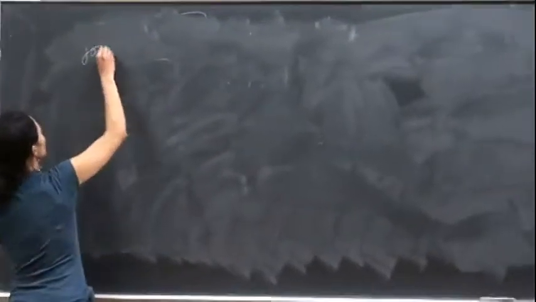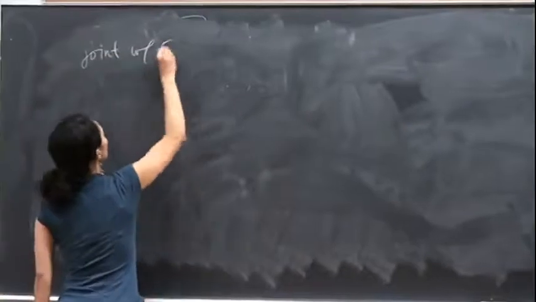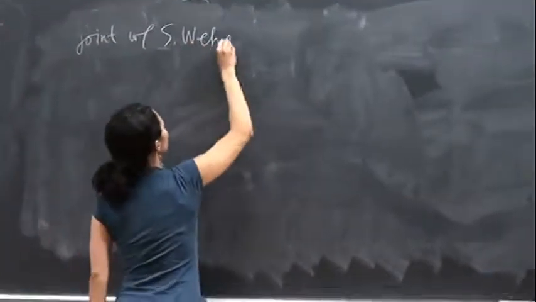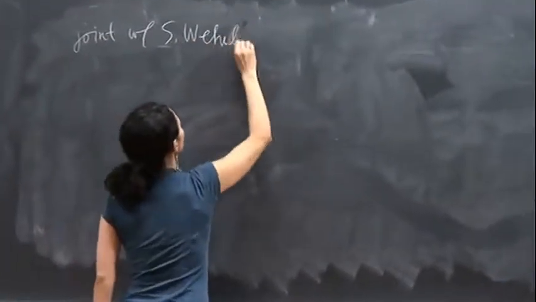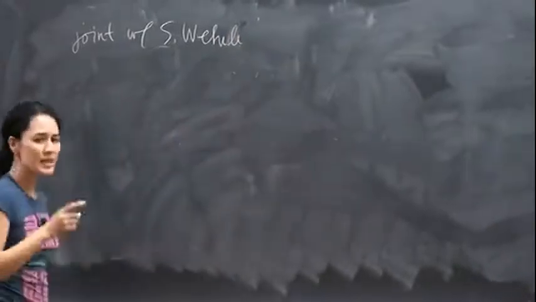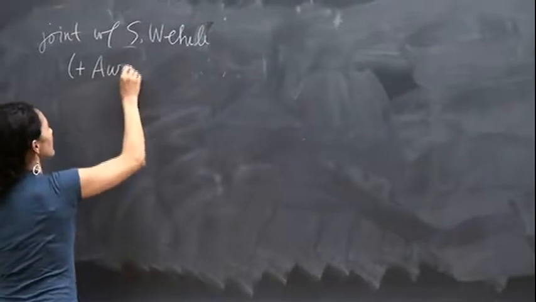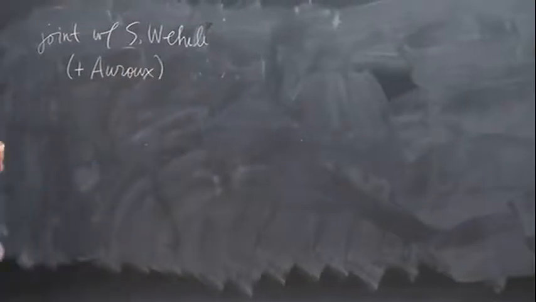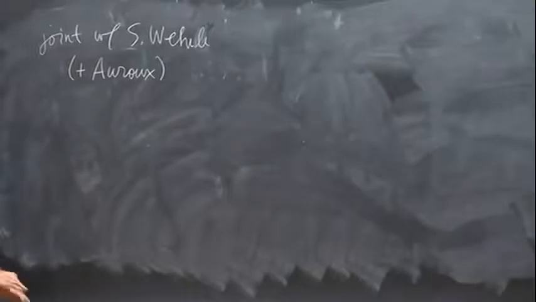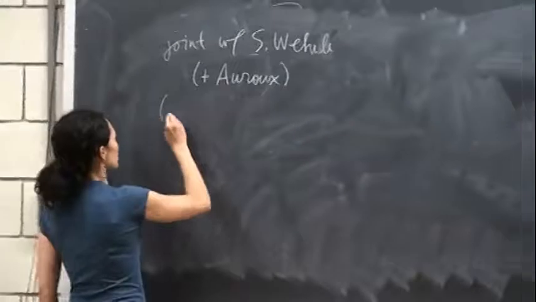So everything I'm going to be talking about today is joint work with Stephan Wehrli. And some of it at the very end will also be joint work with Daniel Roux. And also I should say right at the very beginning that all the abstract chain complexes I'm going to be talking about are over Z-mod 2.